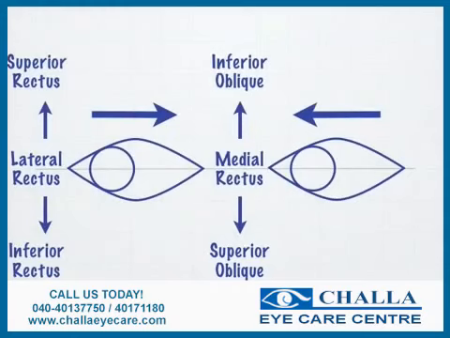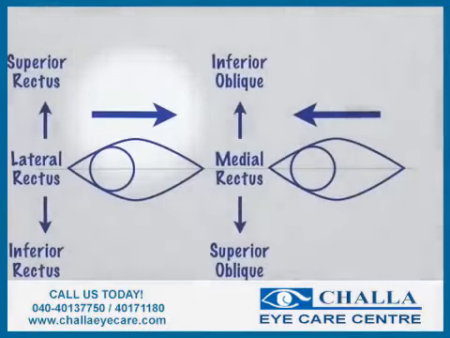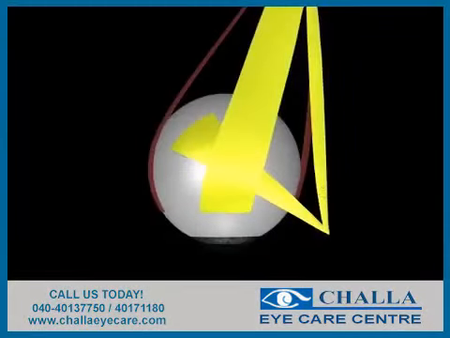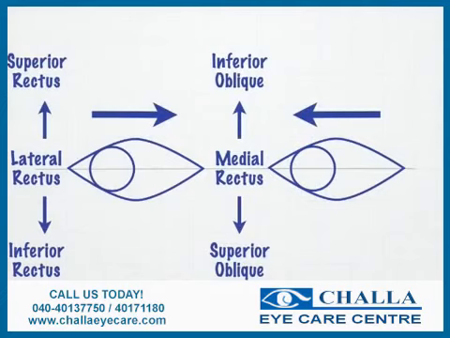Finally, for the intorsion and extorsion, simply turn the eyebrows into arrows. The superior rectus and superior oblique muscle are both intorters, which act in the direction of the arrow you have drawn.